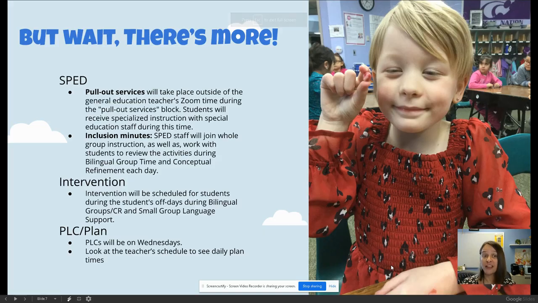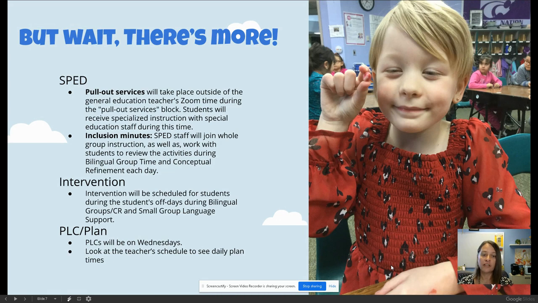But wait, there's more. SPED. Pull-out services will take place outside of the general education teacher's Zoom time during the pull-out services block. Students will receive specialized instruction with special education staff during this time. Inclusion minutes. SPED staff will join whole group instruction as well as work with students to review the activities during bilingual group time and conceptual refinement each day.